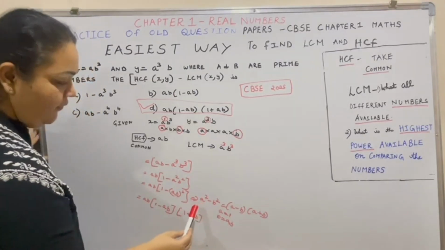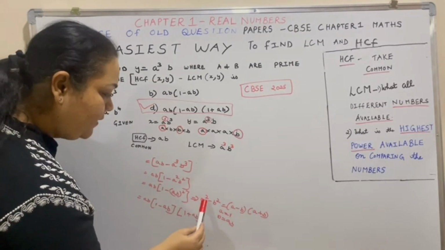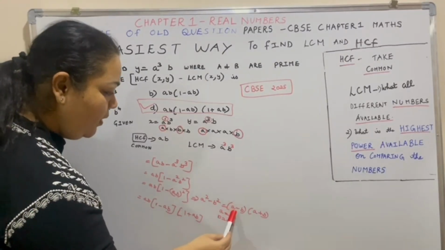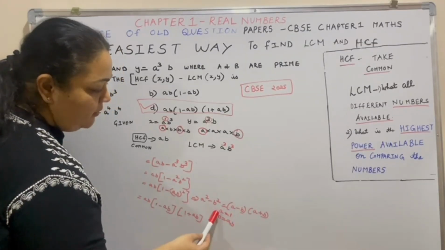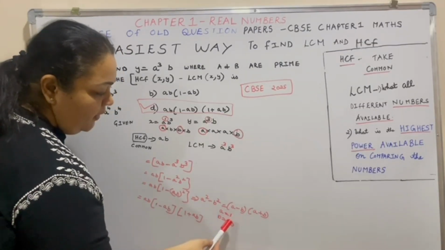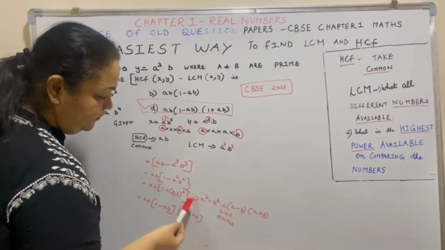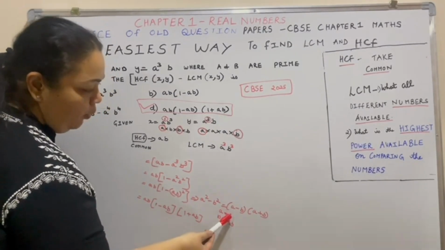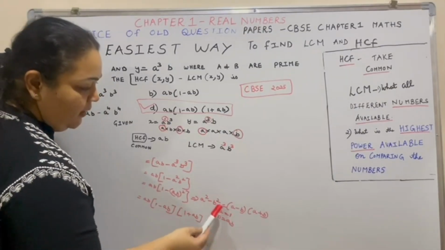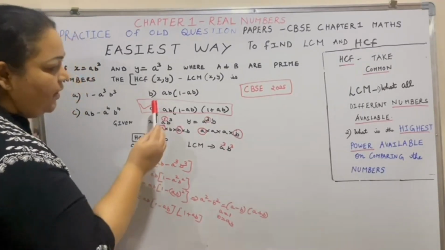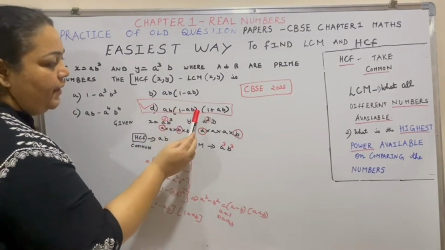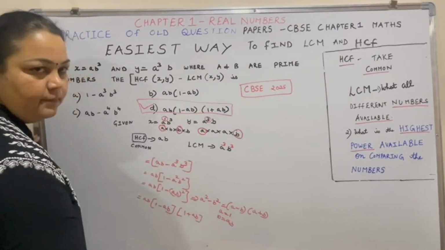Now we know the formula for A squared minus B squared. It's equal to A minus B, A plus B. Because 1 squared is equal to 1. So we are considering A as 1 and B as AB. Then using this formula we are writing as 1 minus AB, 1 plus AB. So the answer is AB into 1 minus AB, 1 plus AB.